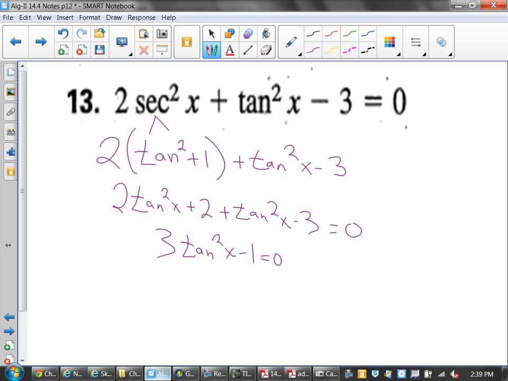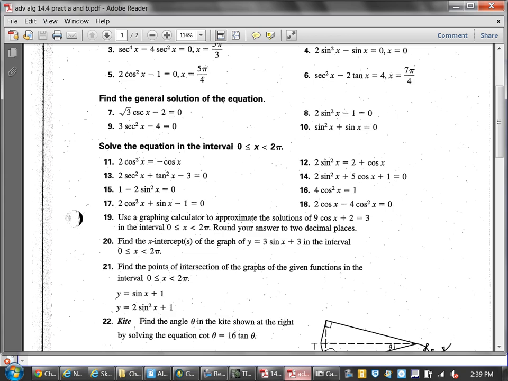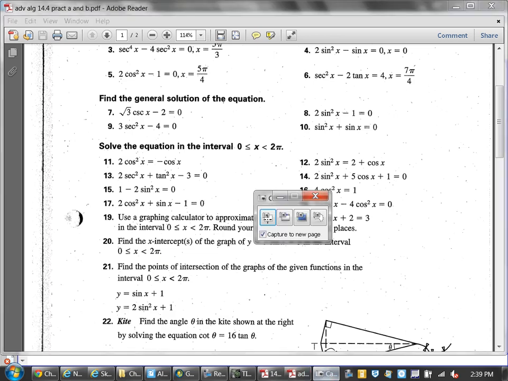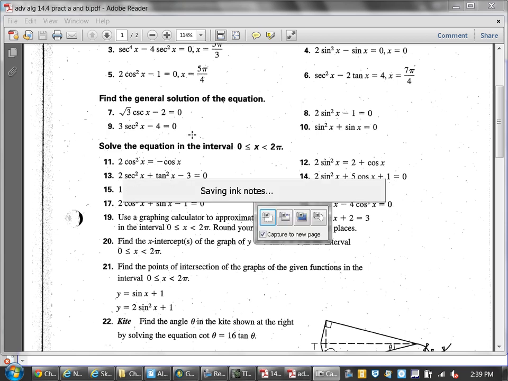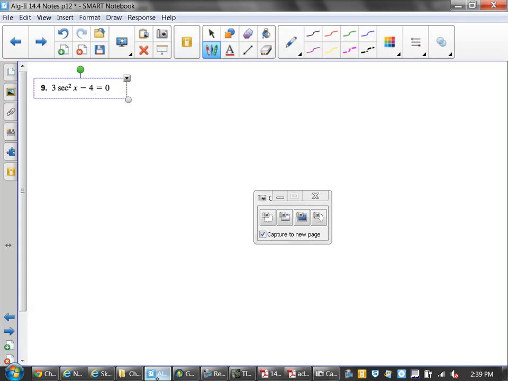Could you finish that? Okay. I'll give you one other hint, because I'm going to have you do numbers 9 through 18 on this sheet, on the A side. Take a look at 9. I said, could you finish it from here? Yeah, you can. I have faith in you.